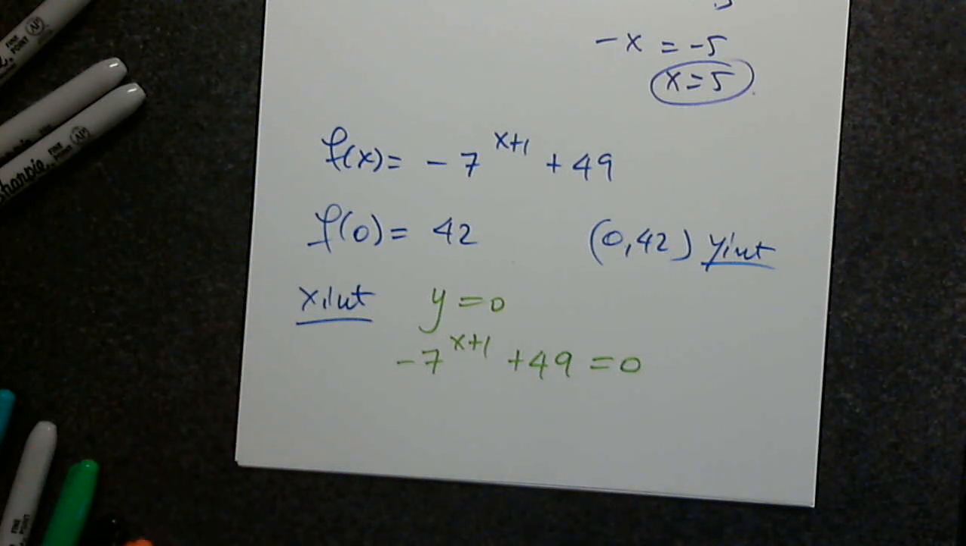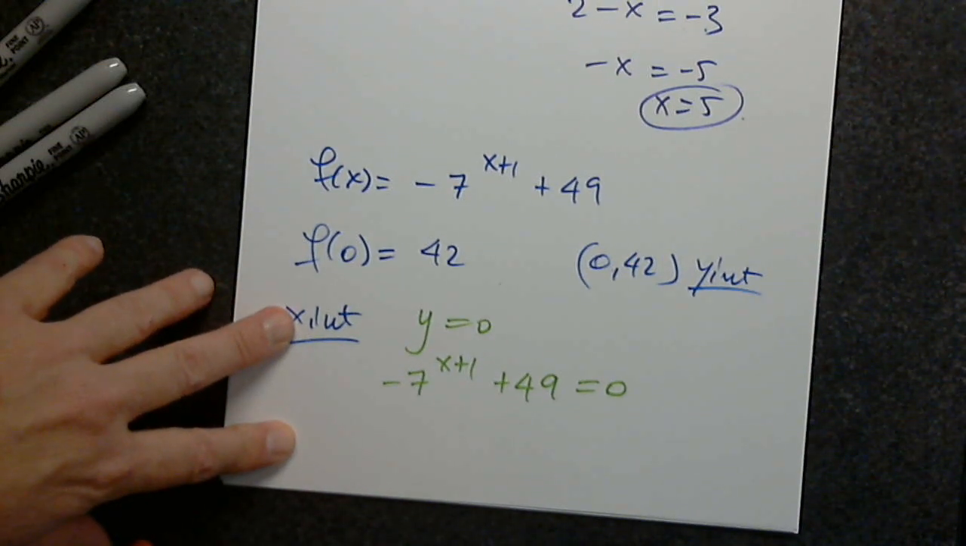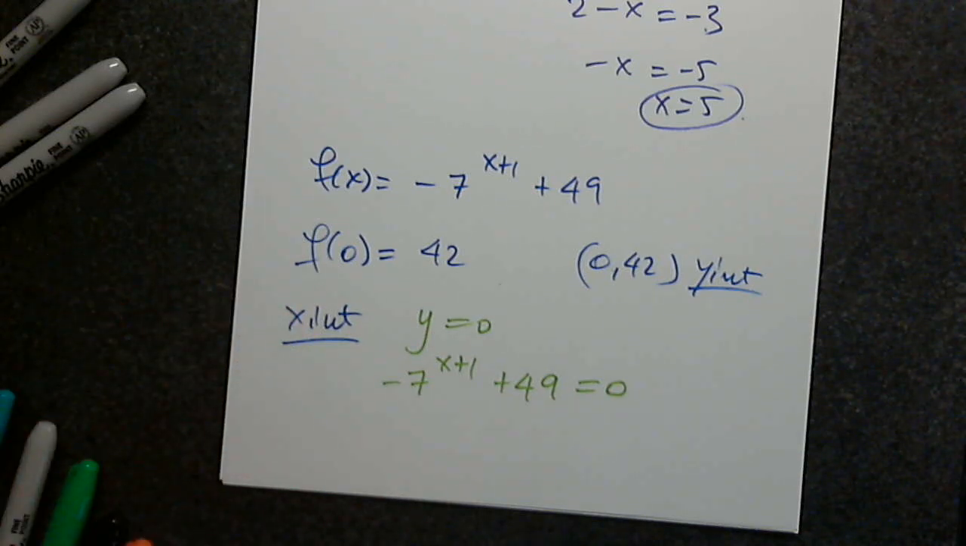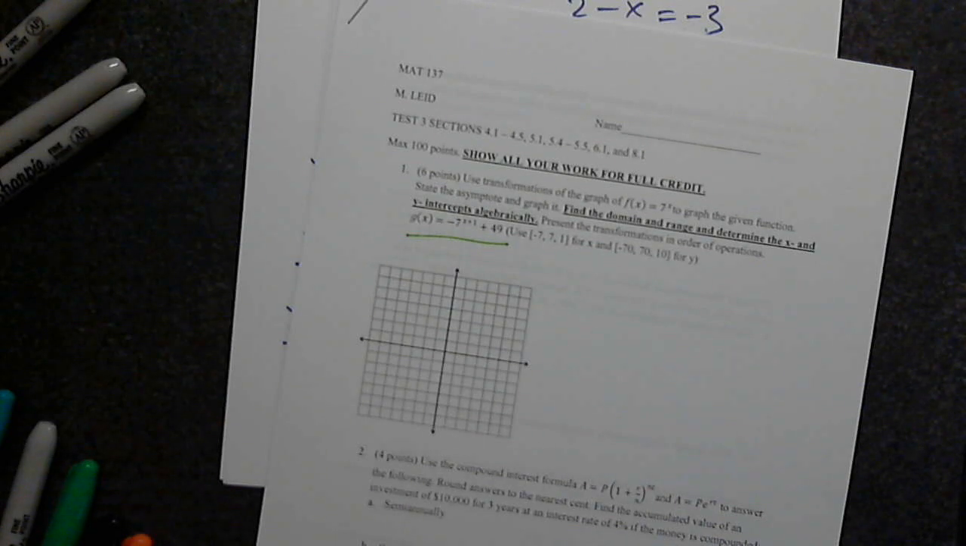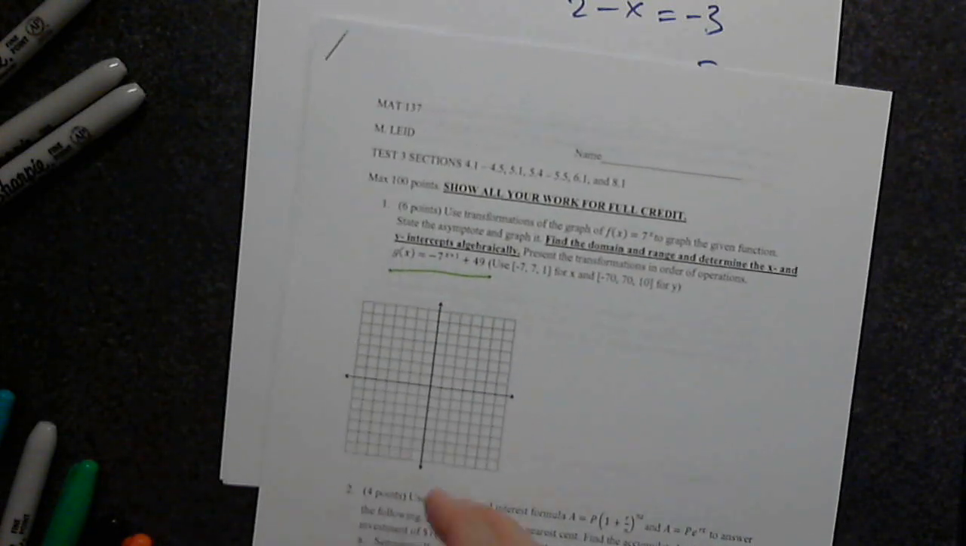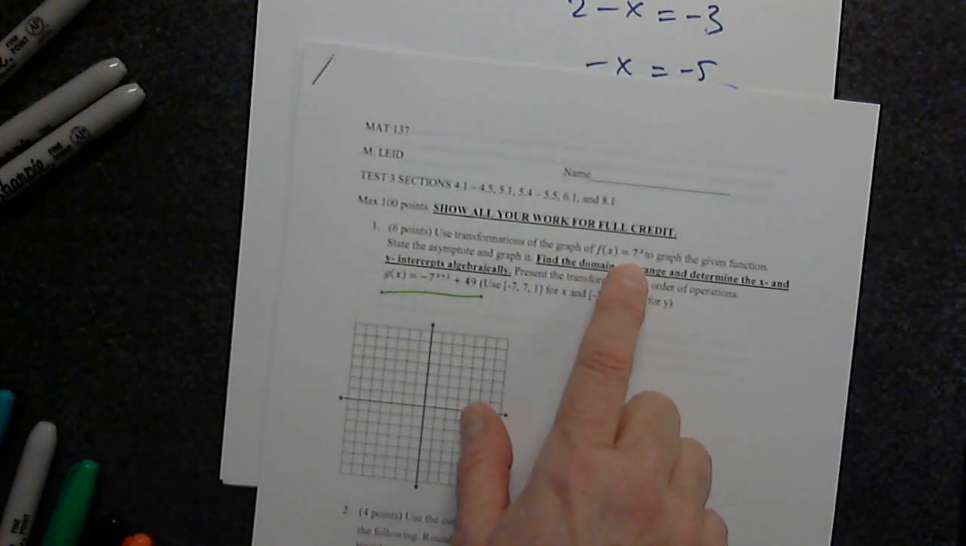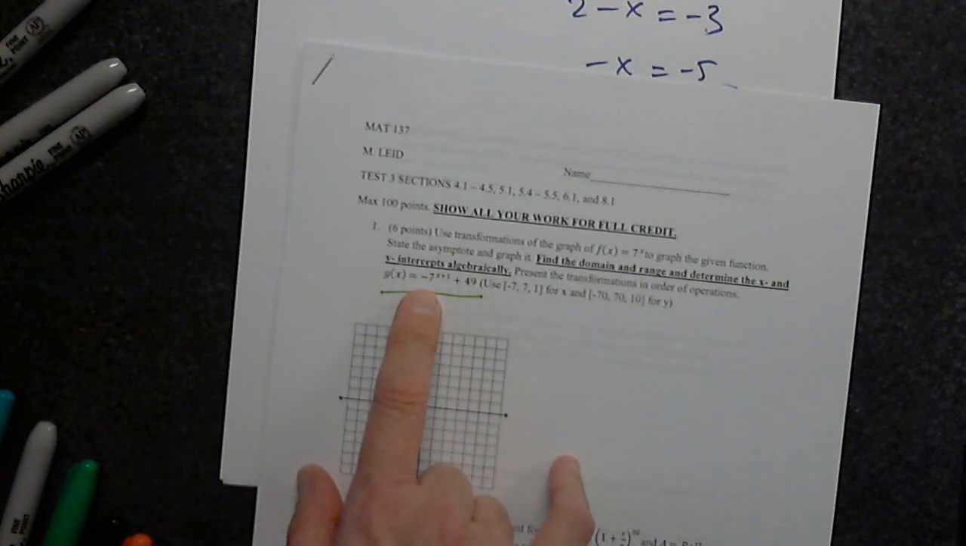G of x is negative 7 to the power x plus 1, and f of x is 7 to the power of x, number 1. Yes, we're talking about this function. That's not G of x. So it says you are using 7 to the x to create this function.